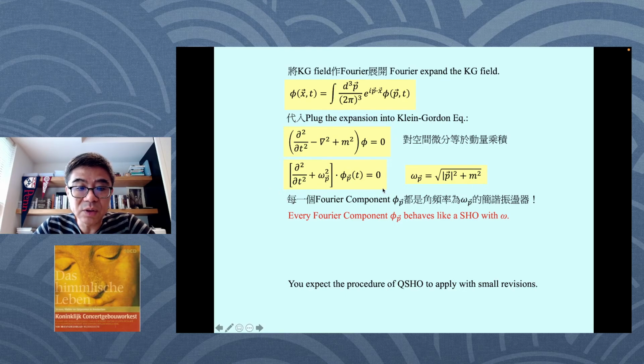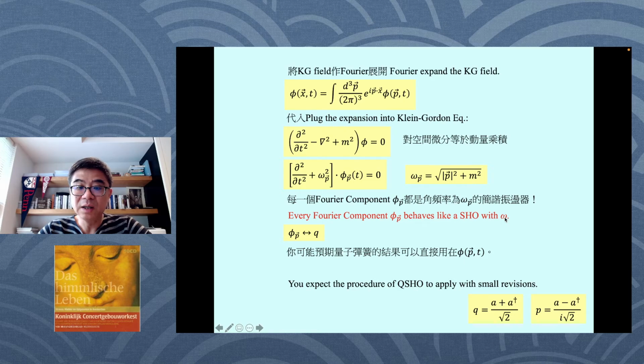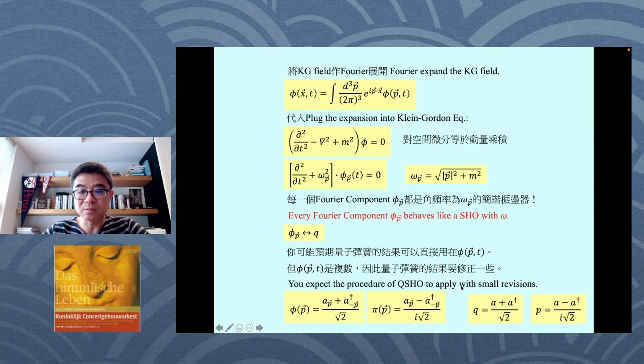If you look at this, you easily find that this omega p actually satisfies the equation for a simple harmonic motion. So I put it in red here: every Fourier component phi p behaves just like a simple harmonic motion with omega. Therefore, this phi p has a correspondence with q, the q in the simple harmonic motion I spent the first 30 minutes on. Therefore, you can expect the procedure of quantum simple harmonic motion to apply here, just with some small revision.